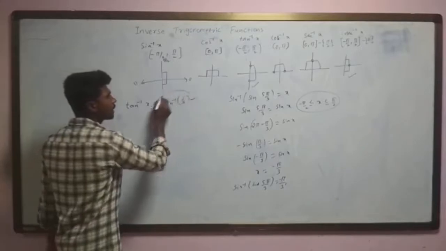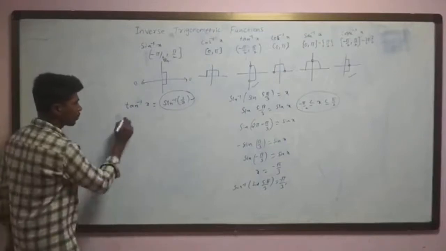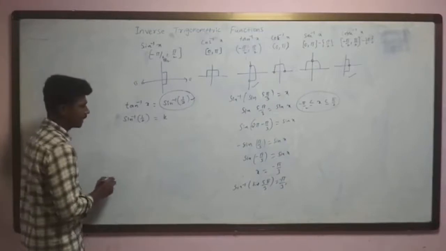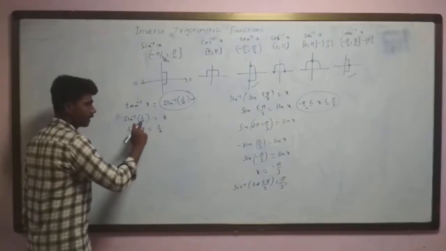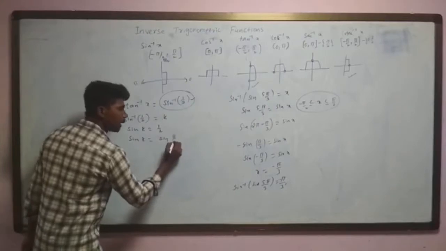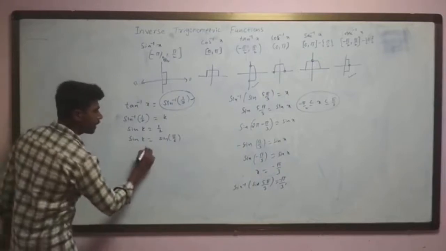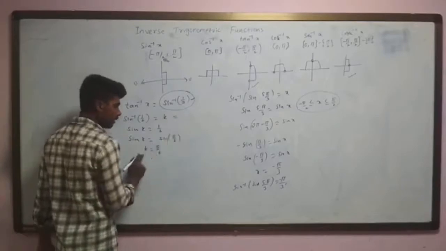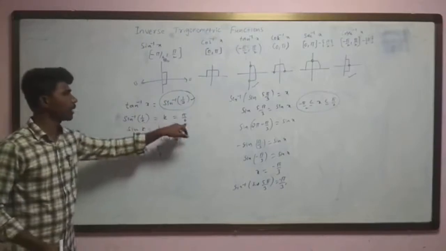So I find this particular value, sin inverse of 1 by 2. Let it be some constant k. So sin k is equal to 1 by 2. So sin k is equal to sin pi by 6, sin 30 degrees. Now k is equal to pi by 6. What is k? So sin inverse of 1 by 2 is pi by 6.